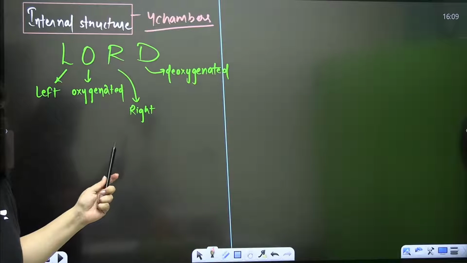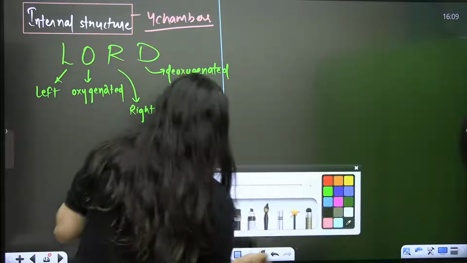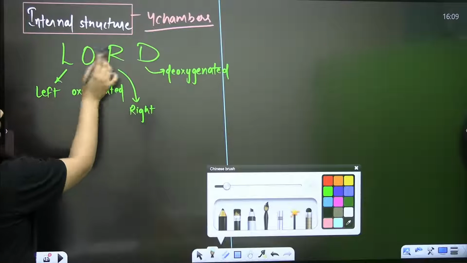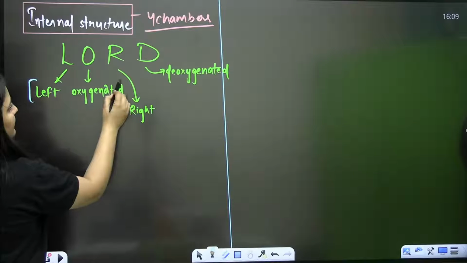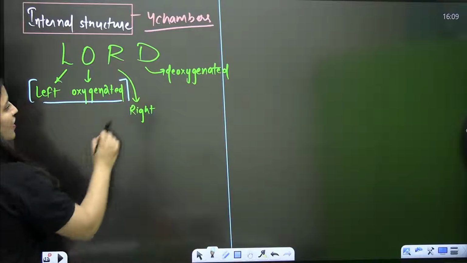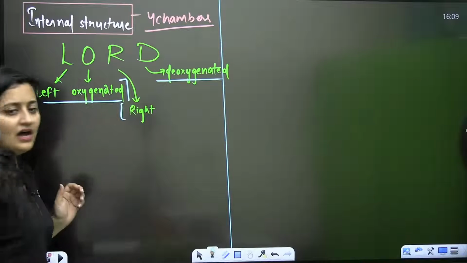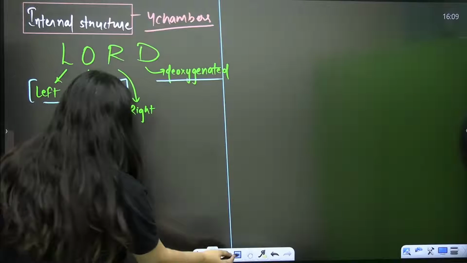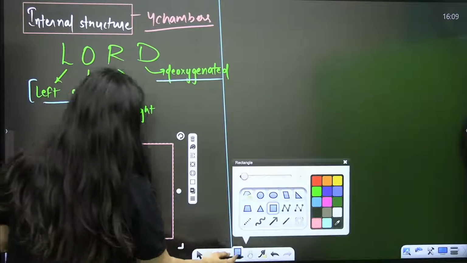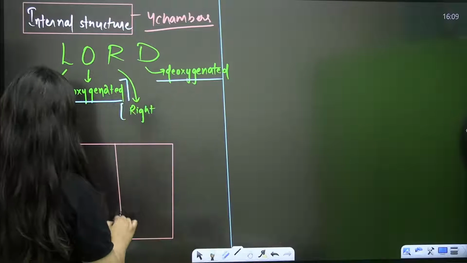It is not going to fulfill the demand of our body. Are you getting it? So when you look at this part, it is clear that the left side of the heart will have oxygenated blood, and the right side of the heart will have deoxygenated blood, and it should not get mixed. Clear? It should not get mixed.